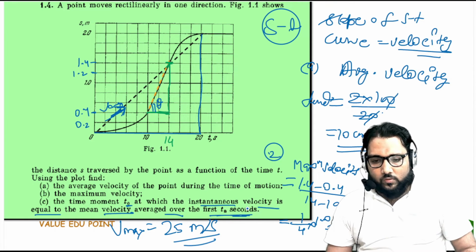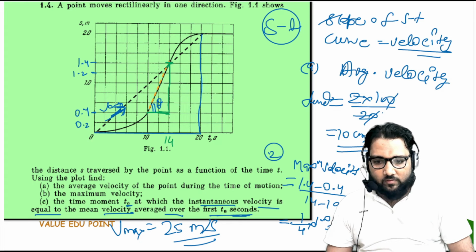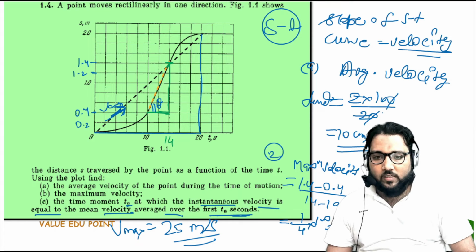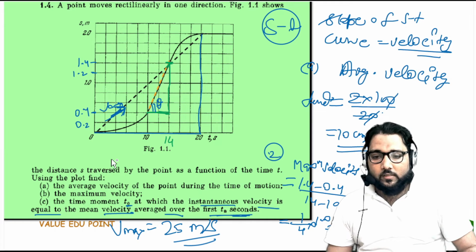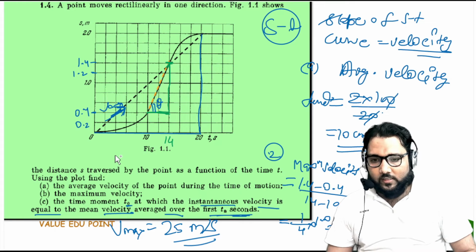So for average velocity, the mean velocity over the first t naught seconds is equal. Now guys, whenever this kind of equal problem comes, always remember: we have to find that point where the instantaneous velocity equals it. What is instantaneous velocity?